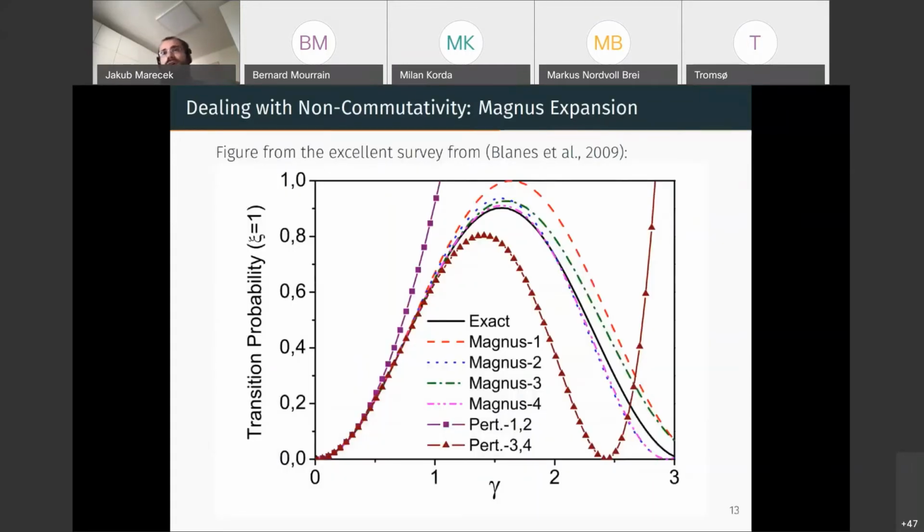Now, this is a graphical illustration from Blanes of the rate of convergence of the Magnus expansion. So in black, you have the function you're trying to approximate. In brown, you have some classical perturbation techniques, which don't work particularly well. And here, Magnus 1 to 4 suggests the quality of approximation by the first, second, third, and fourth order Magnus expansion. And so you would see that there is a substantial step from the first to the second step, and then eventually you get closer and closer to the correct value and the rate of convergence basically decreases.